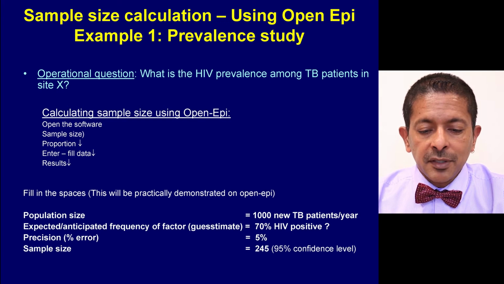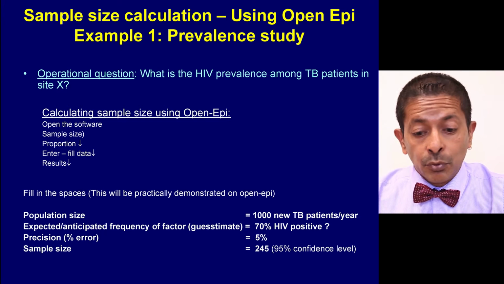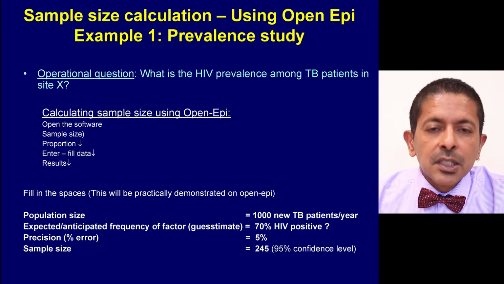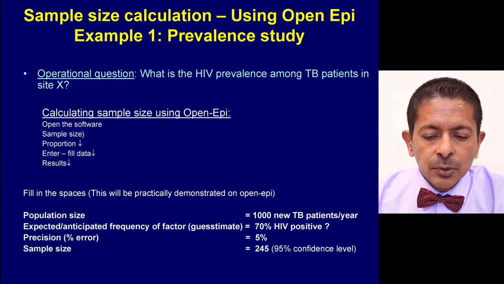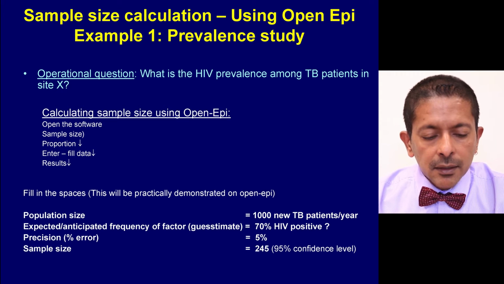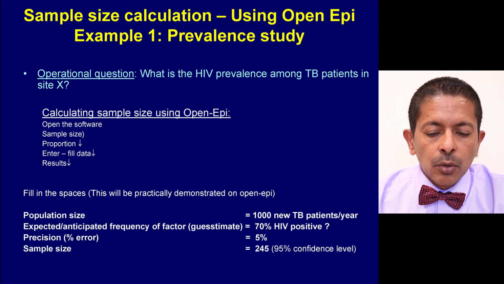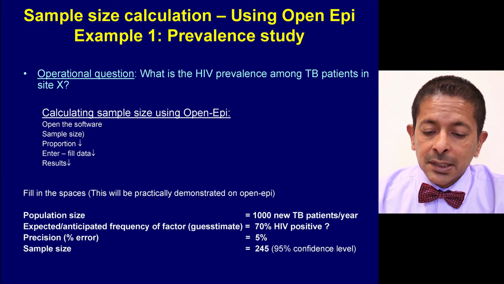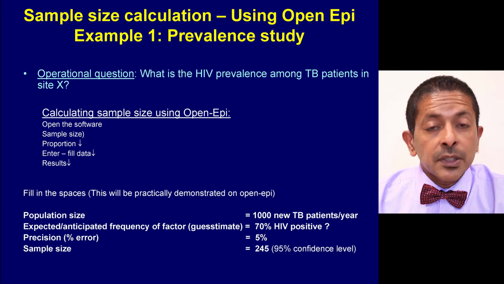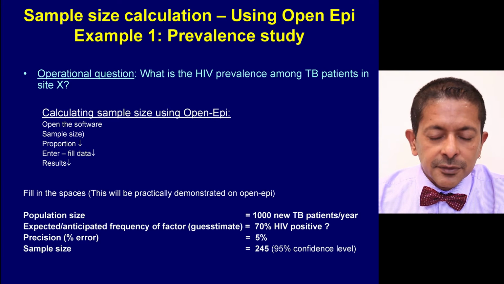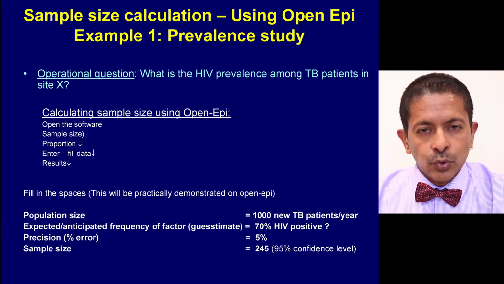So this is the prevalence. It's a real guess, because if you really knew what it was, you didn't need to do a study. And we'll assume it was 70%. And then the precision, which we normally leave at 5%. And the sample size, to be able to detect that 70% with a 95% confidence interval, will be 245.